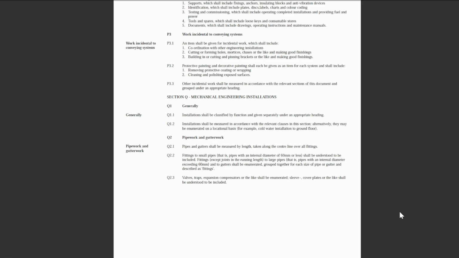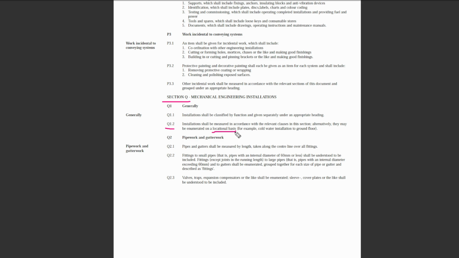Hello guys, welcome back. So today also we are going to discuss one of the very important concepts in the Principles of Measurement International book, which we call POMI. We know very well the mechanical engineering installation measurement rules starting from section Q. Under section Q, you can notice there's a subsection Q1.2. It says one of the measurement ideas and strategies. It's called the location basis measurement practice.